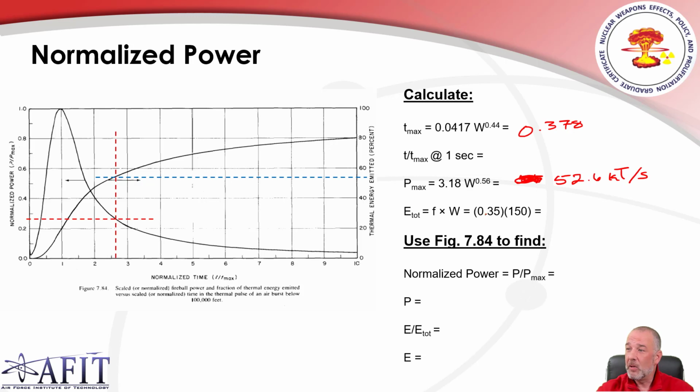Okay, and then finally, the total energy that's being carried away by the thermal term is simply going to be, we're going to assume that this happened below 15,000 feet, so we're going to get that half split, that 35% being carried away by thermal, of course the other 35% by blast. So we just multiply 0.35 by 150, and we end up with, hilariously, almost the very same number, 52.5 kilotons.